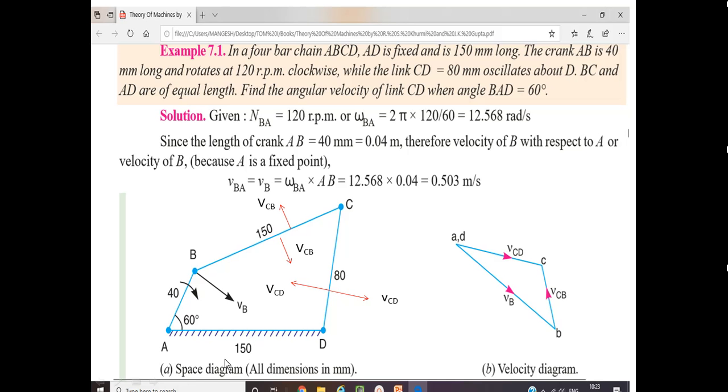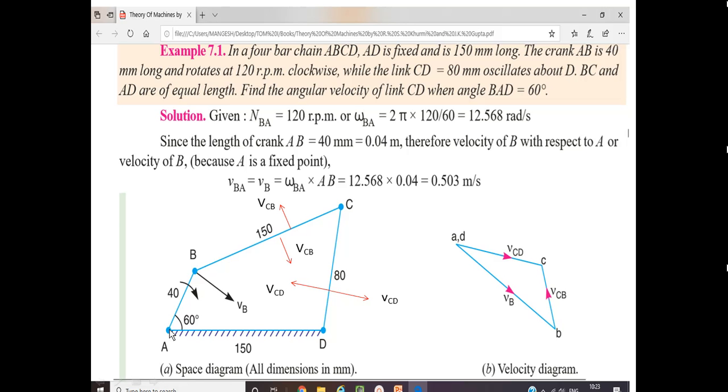If I take a scale of 1:50, 1 centimeter equal to 50 mm, then AD will be 3 centimeters, but AB will become 0.8 centimeter, which is very small in length. So I can't take this. It is better to take a scale of 1:20, or it will be even better if I take a scale of 1:10.